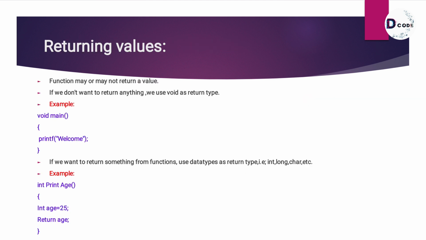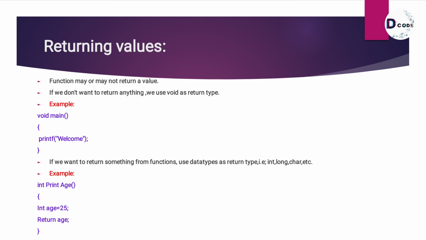Now we will look into returning values. A function may or may not return a value. If we don't want to return anything, we use void as the return type. In the given example, you can see printf welcome. In this program, the compiler will not return anything. It just prints welcome on the output screen. So we use void as the return type.